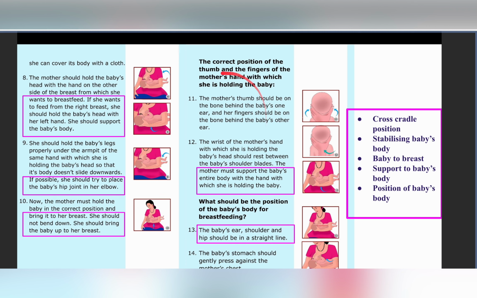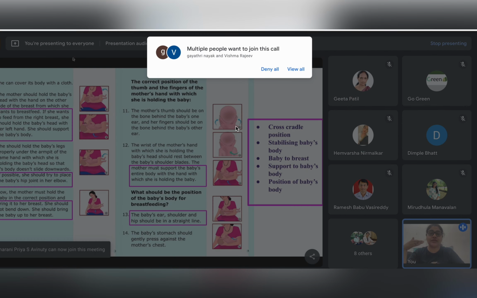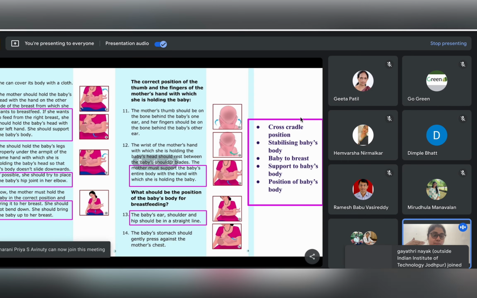So how is the mother supporting the baby's head? Please go through these important points. Where are the specific areas where the fingers are being kept and the head is being supported, right? So next, as we have discussed, the baby's ear, shoulder and hips should be in a straight line. So this straight plane is very important in this breastfeeding position, right?